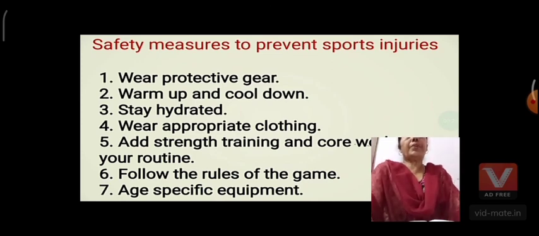Safety measures to prevent sports injuries: wear protective gear, warm up and cool down. You have to wear protective gear. Now you have to do warm up and cool down also. You have to be hydrated. You have to take a lot of liquid. Now wear appropriate clothing. Add strength and core training.